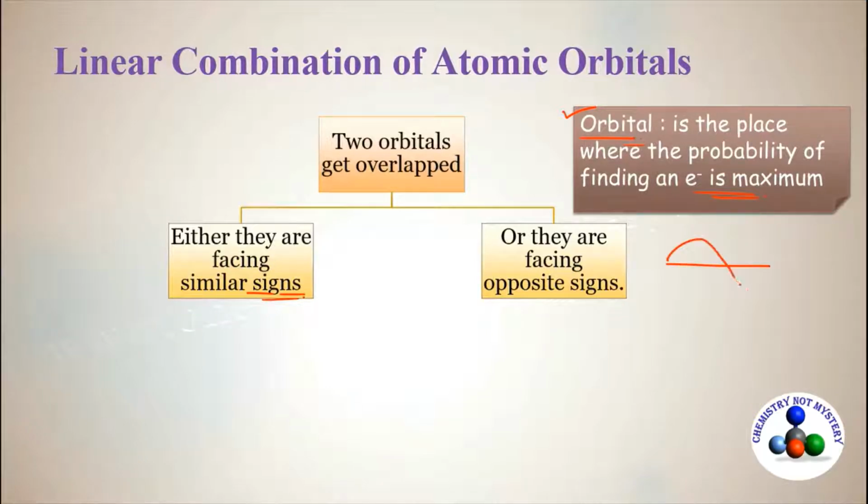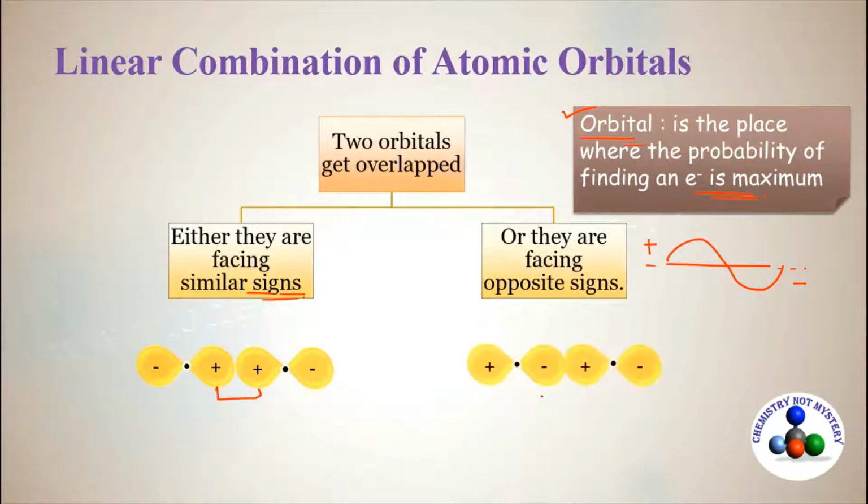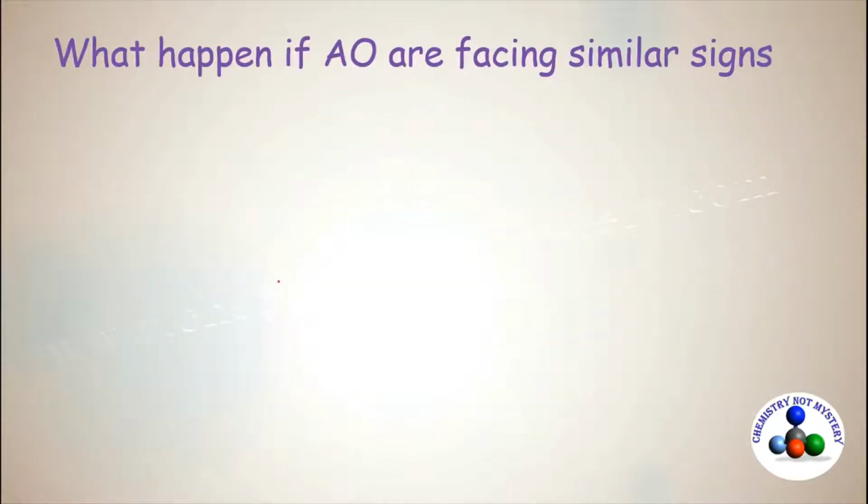So this is a wave. And this is the line of propagation. Above the line of propagation, it is represented by a positive sign, and below the line of propagation, the part of the wave is represented as a minus sign. That's why every orbital carries positive and negative sign. So in the first case, either they're facing similar sign, and the other possibility is that they are facing opposite sign to each other. So let's see what will happen if they are facing similar sign.